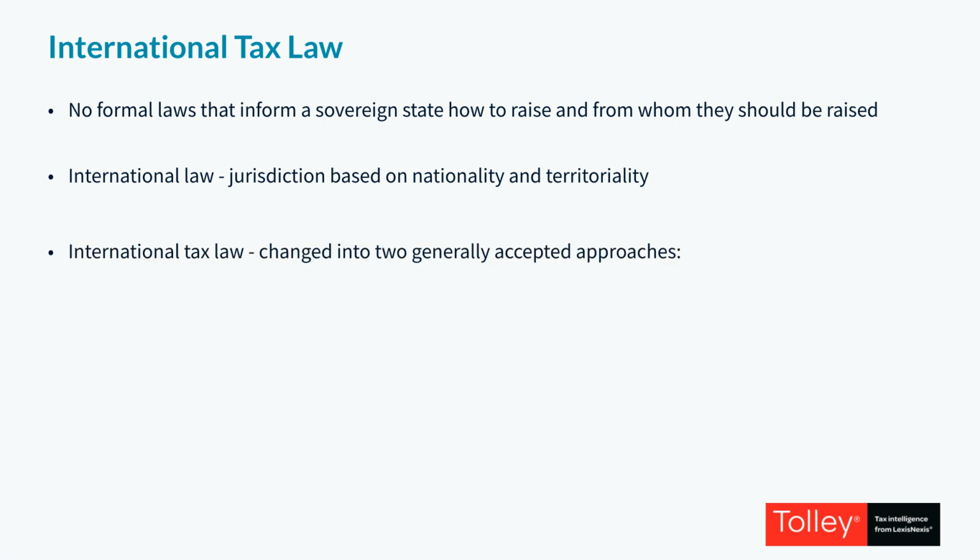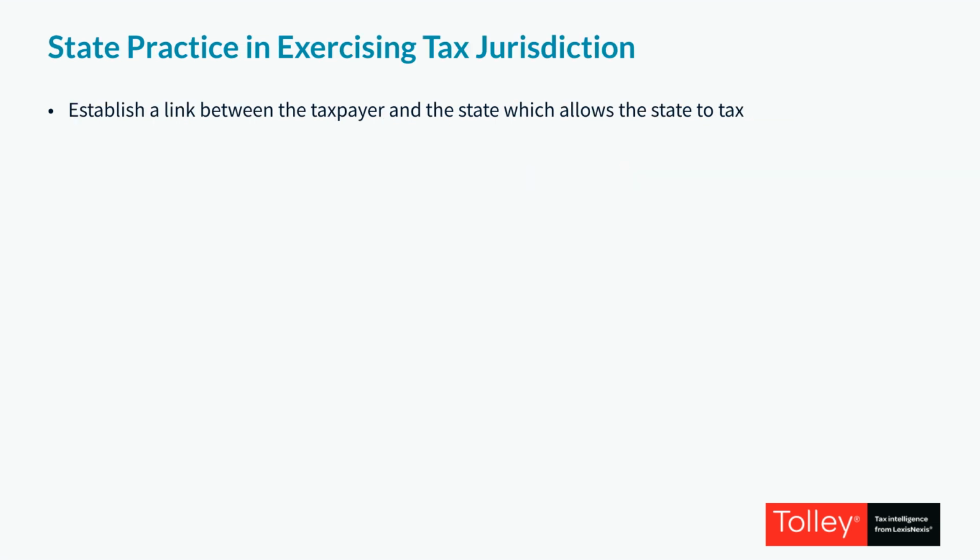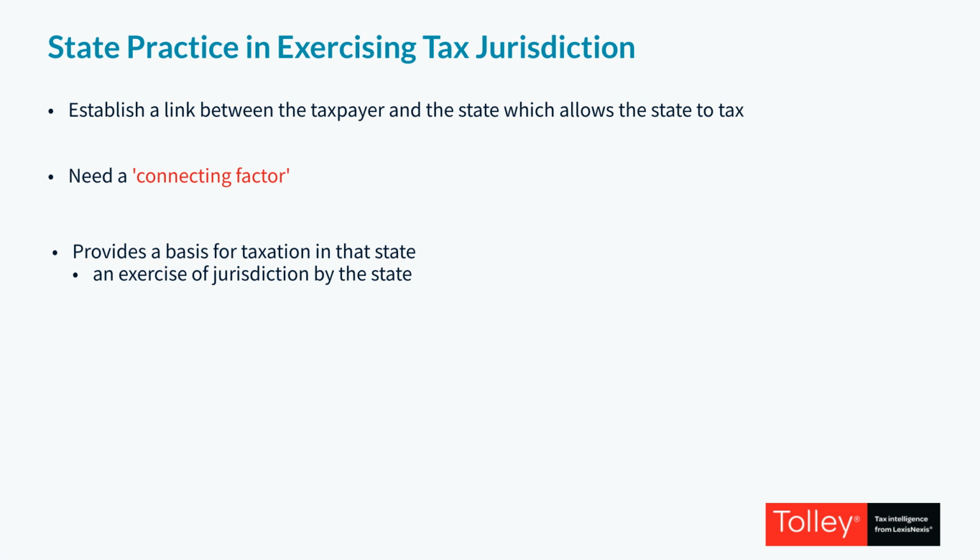However, from an international tax law perspective, these principles have been changed to the two approaches of using residence and source to establish a right to tax. The jurisdiction of a country will extend to its geographic limits, but something more specific is needed to establish a right to tax. A connecting factor is needed, which creates this link between the taxpayer and the state, and which allows the state to exercise their jurisdiction and impose tax. This link between the taxpayer and the state might also be referred to as a nexus.